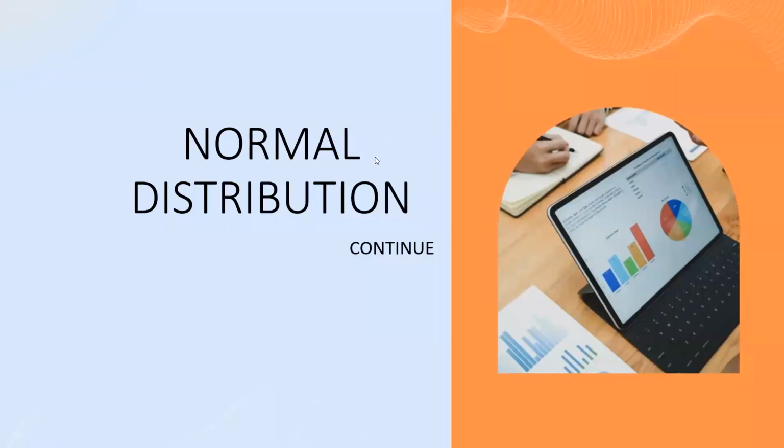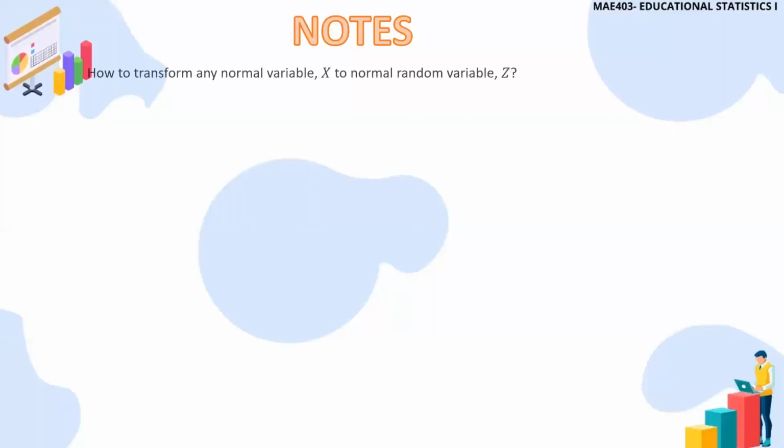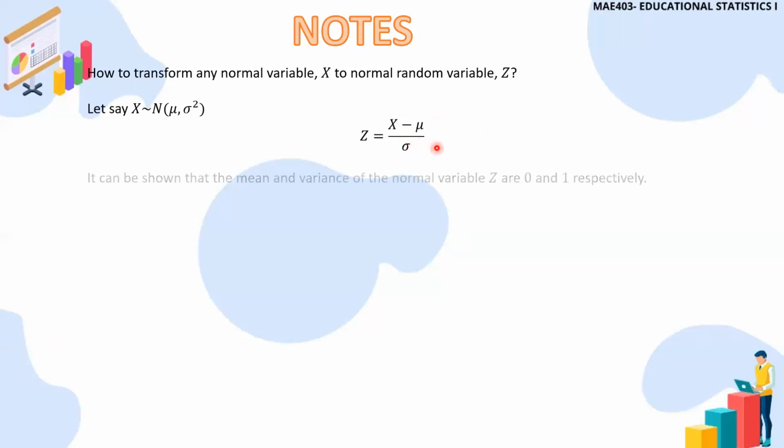Okay, we continue with the normal distribution. Now we will learn how to transform any normal variable X to the standard normal random variable Z. Let's say you have X normally distributed with mu and sigma square. We can convert it into a Z-score with the formula X minus mu divided by sigma.